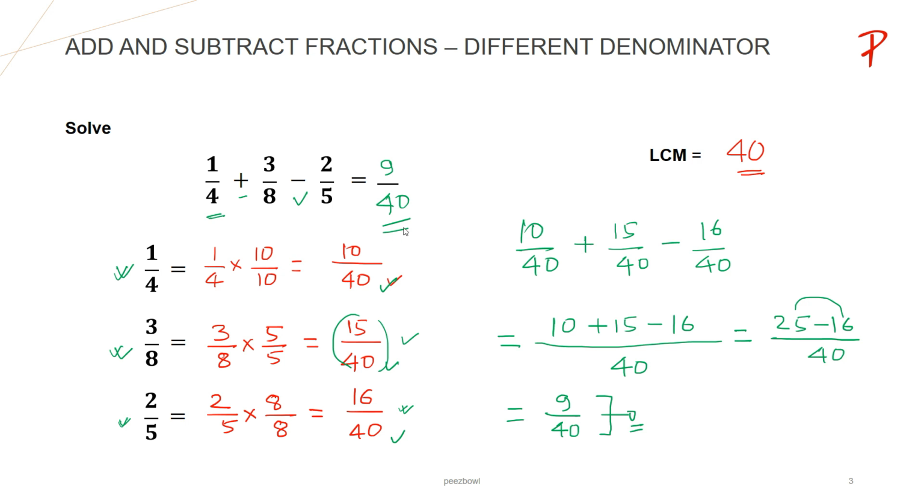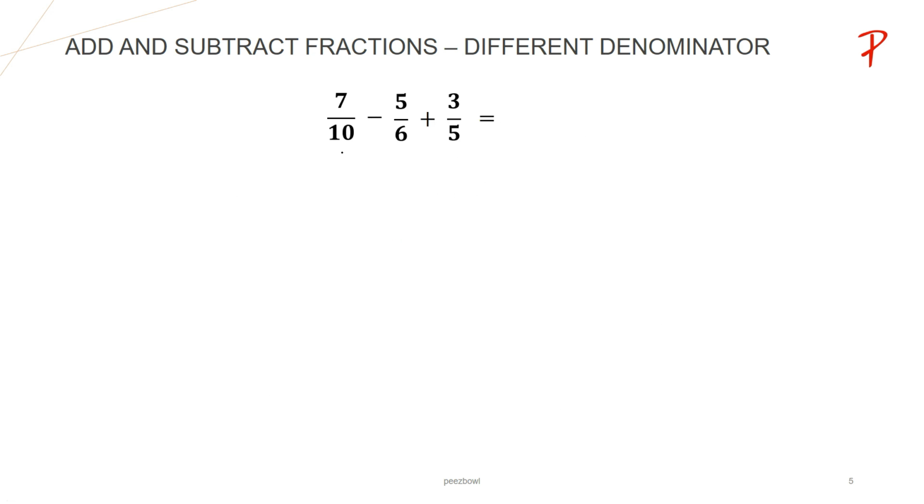Shall we take one more example? Let us take this example, 7 upon 10 minus 5 upon 6 plus 3 upon 5. We need to solve this fraction. Here also you notice there is a minus sign and a plus sign, and we have all different denominators. So our first task will be to have a common denominator, right?